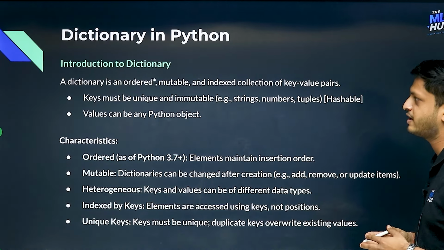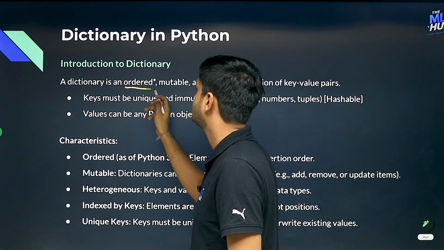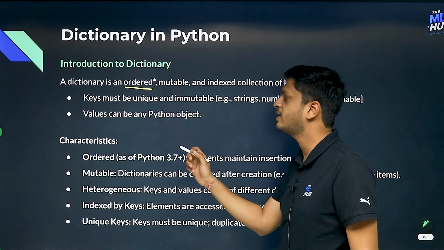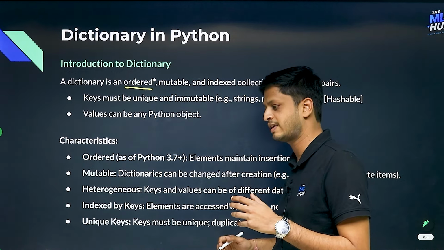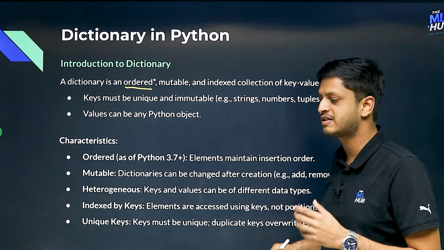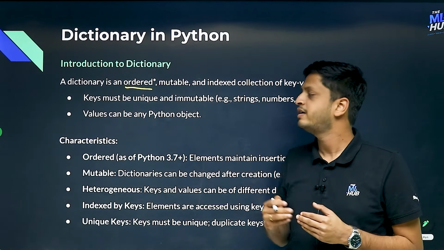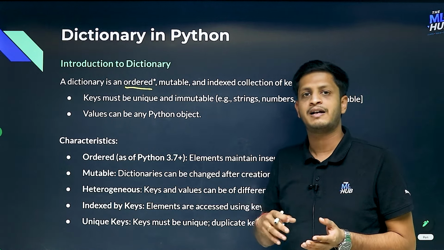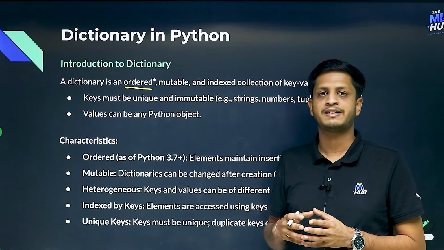Firstly, introduction to dictionary. What is a dictionary? A dictionary is an ordered* collection. There is a star here because dictionaries in Python used to be unordered. If you see the versions of Python which is 3.7 minus, which means all the versions before 3.7, dictionaries were unordered, but in the newest versions of Python after 3.7, dictionaries in Python are ordered.